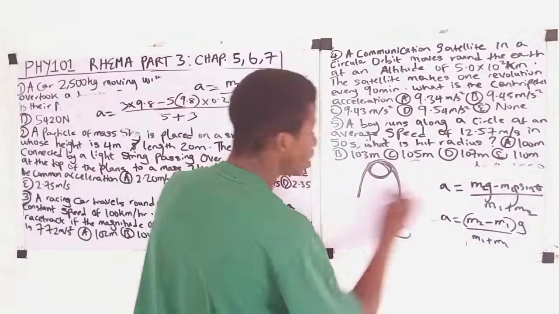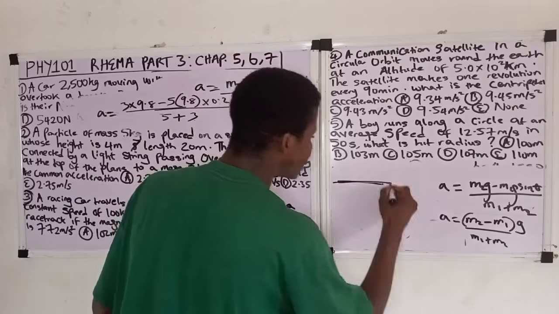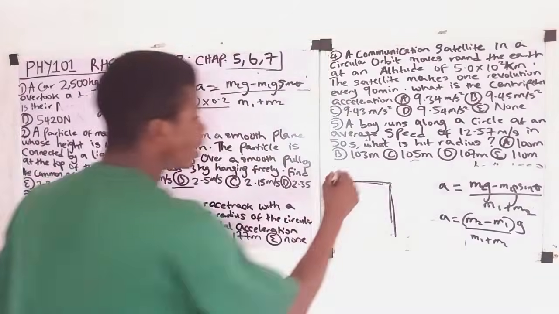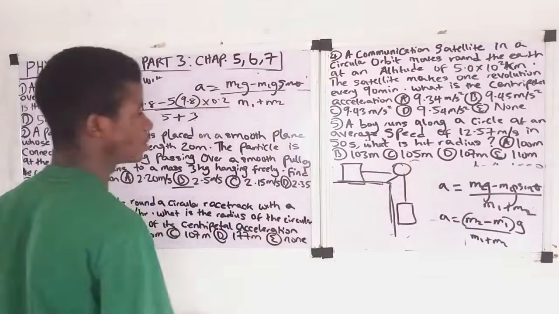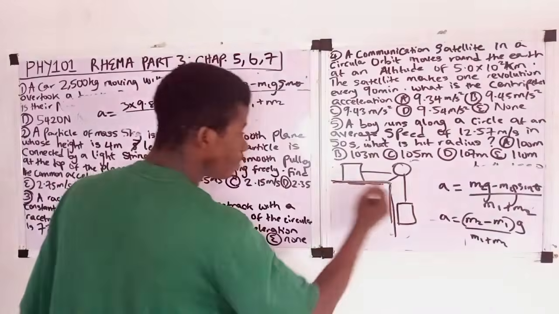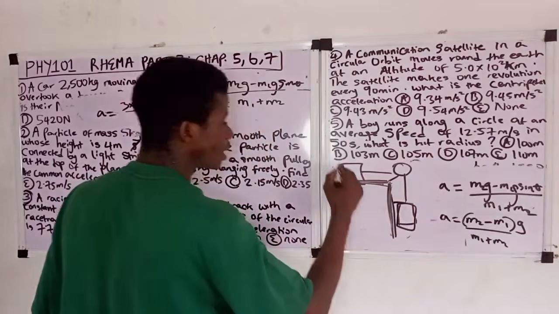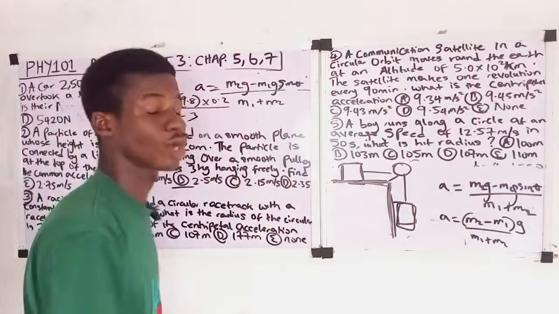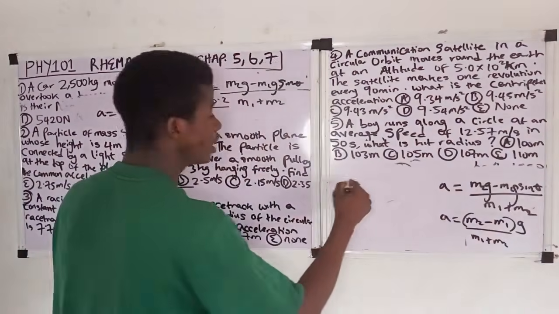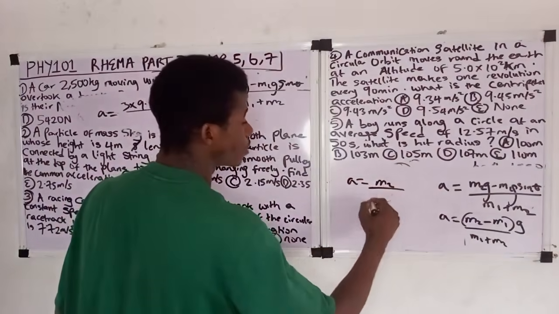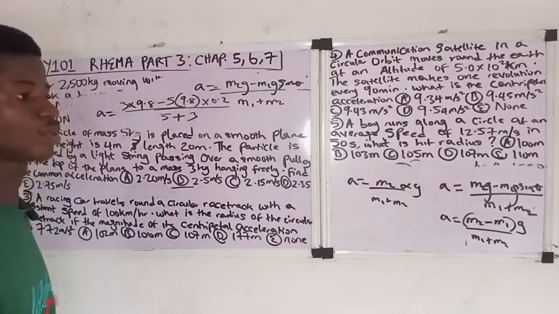Then another one, an air track glider, is something like this. One of the masses is on a horizontal plane, and the other mass is suspended. When they tell you to calculate the common acceleration, it's very easy. A equals M2 divided by (M1 plus M2), multiplied by G. It's very, very easy.